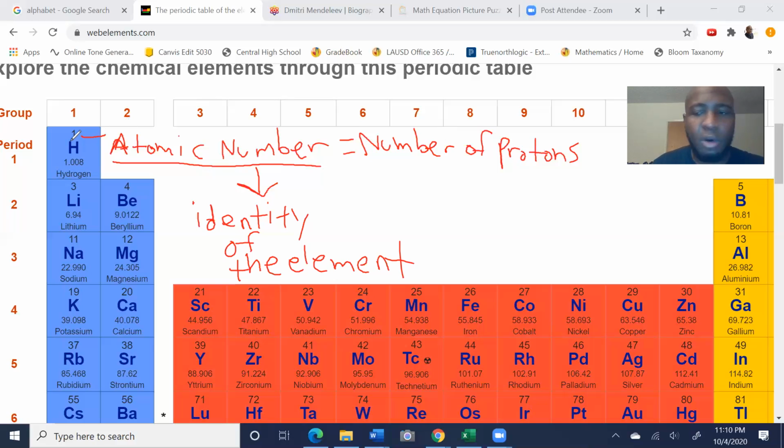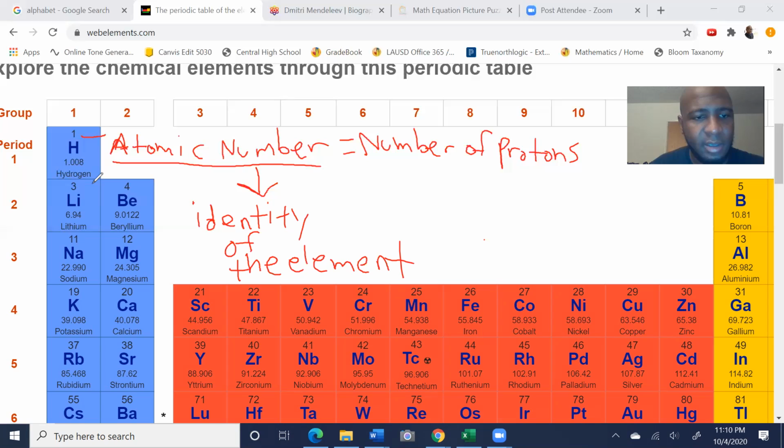So hydrogen always has 1 proton. If you see something with an atomic number of 2, it's not hydrogen. It's going to be something else. If you see lithium here on the bottom, the atomic number is 3. That means it has 3 protons. Lithium always has 3 protons. If it doesn't have 3 protons, then it ain't lithium.